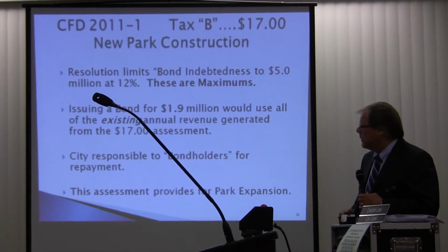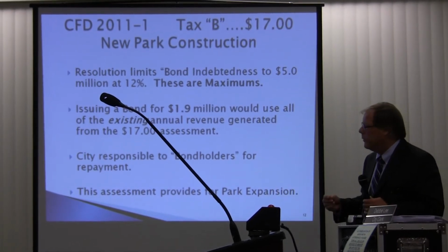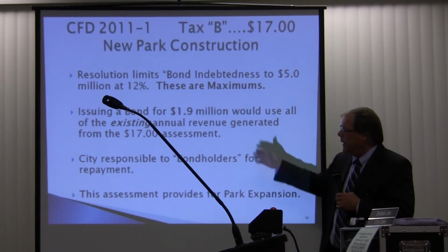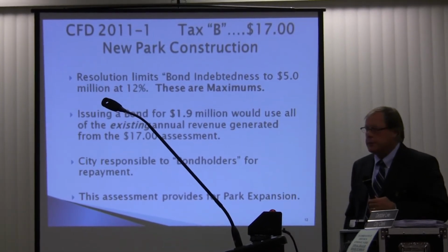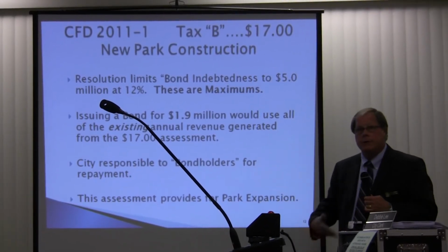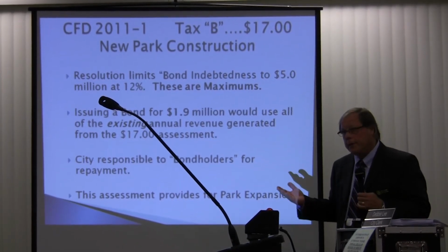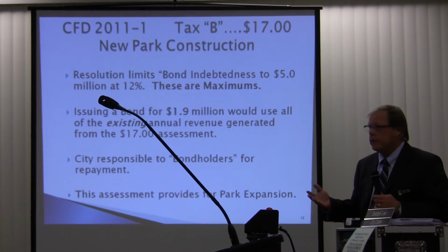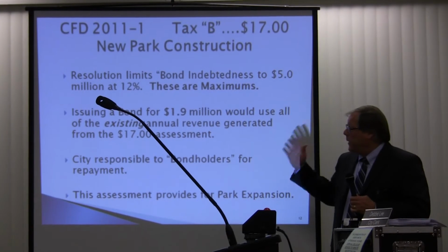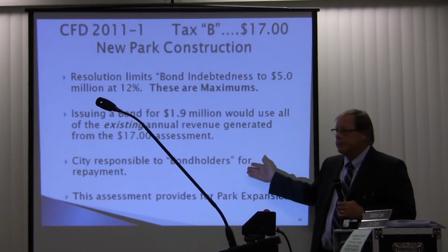The city's responsible to the bondholders for repayment. We told the bondholders, people who loaned us the money, that we're going to pay them back, and we're going to pay them back by this $17 a year assessment. And where do we get that? Through the tax rules. If people don't pay their taxes, times are tough. Some folks can't afford to make their tax payments. Some folks are in foreclosure. We understand this. But the city is not going to start legal proceedings for a $17 default.